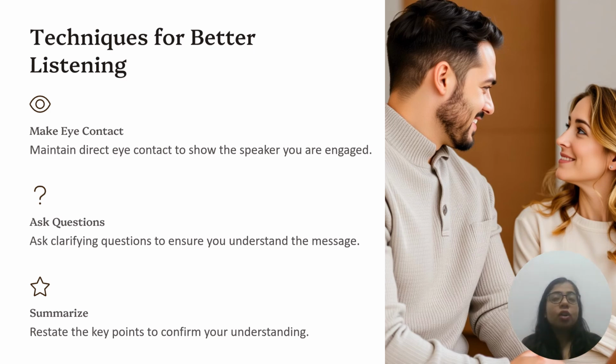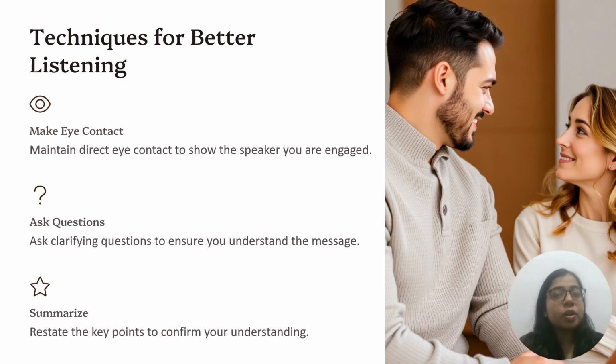Even when you are in a classroom, if you maintain eye contact with the teacher, the teacher knows that this student is listening. And somehow the teacher will pay attention to you. So if you're making eye contact, your listening will be very effective and you will be able to listen properly, and the speaker will also be happy that this person is listening to me properly.